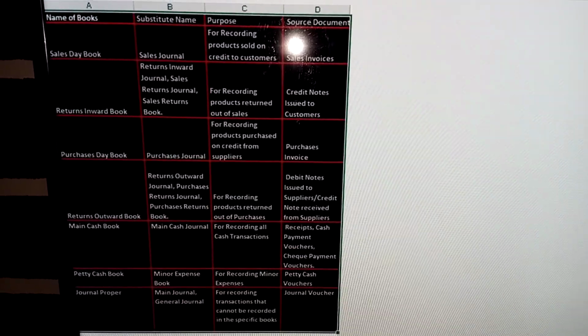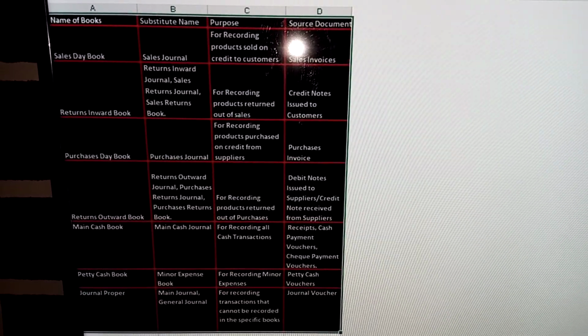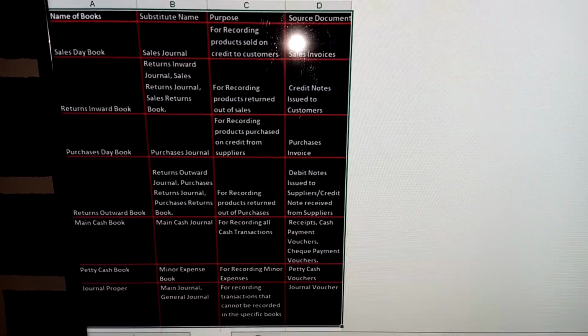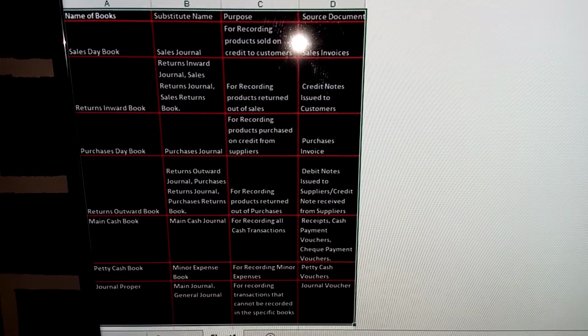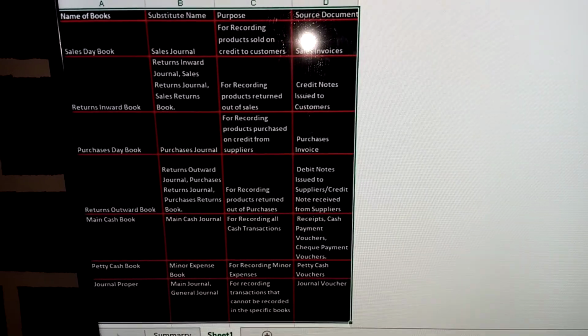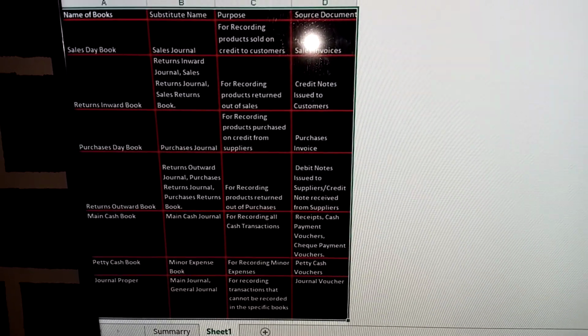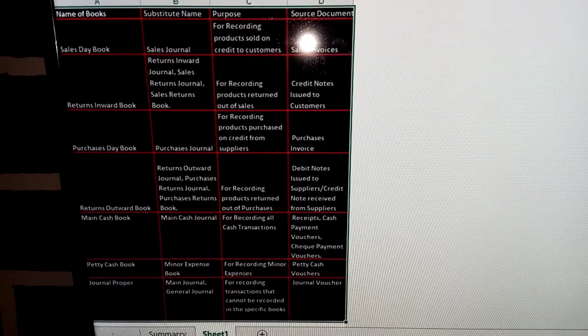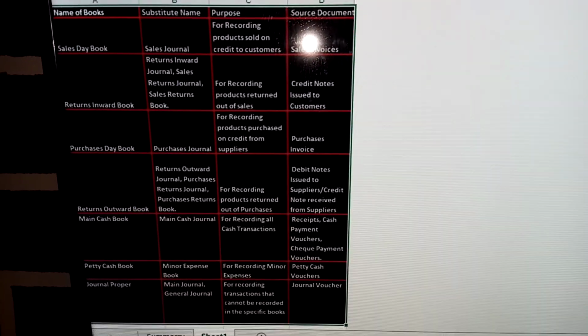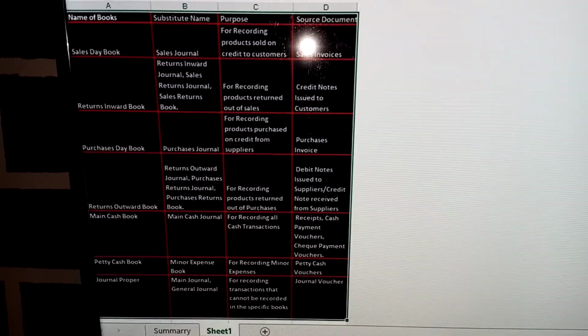When you hear credit note issued to customers, you should know the book of account that the credit note information will help you to prepare. When you hear purchases invoice, you should know the book that the information in the purchase invoice will help you to prepare. When you hear debit note issued to suppliers or credit note received from suppliers, you should know the book that the information in this document will help you to what?